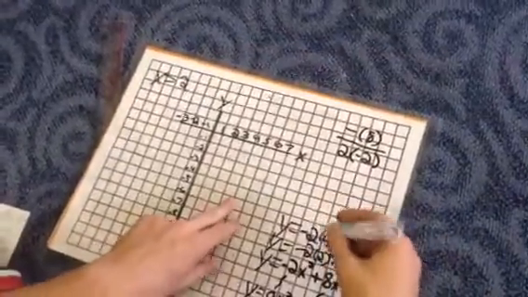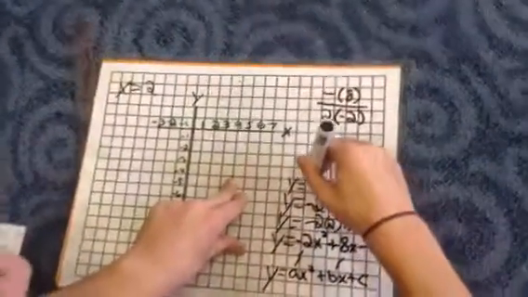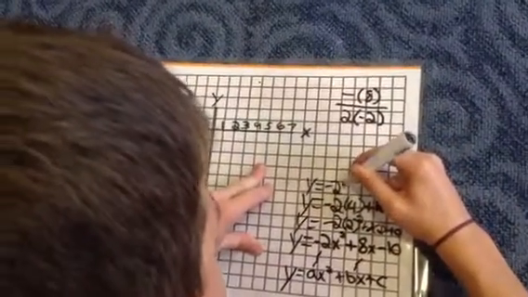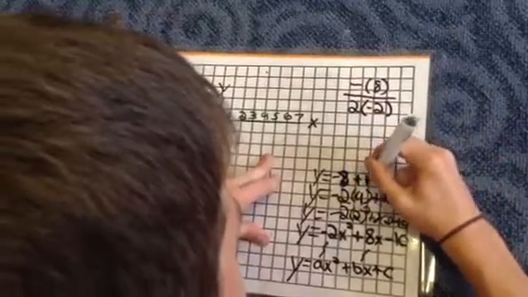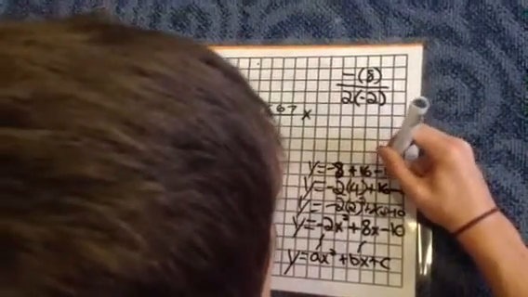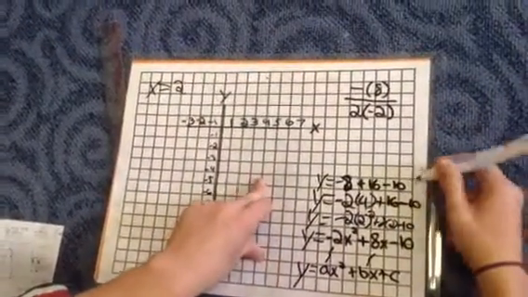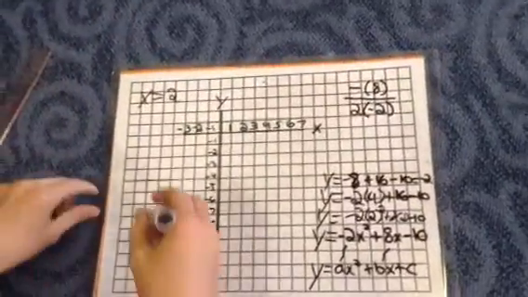From here it's very simple. y equals negative 2 times 4, which is negative 8, plus 16, which gets you back to 8, minus 10, which is negative 2. So we know what our y is equal to: x equals 2 and y equals negative 2.